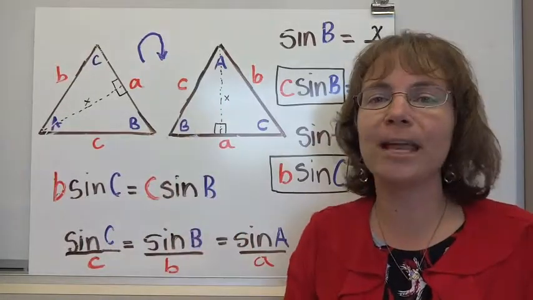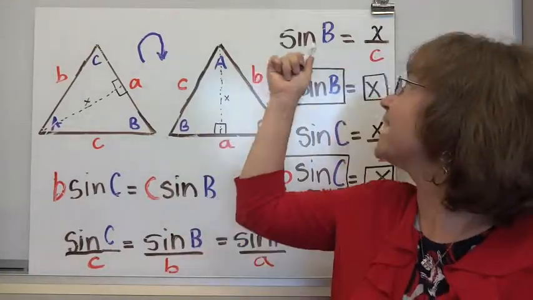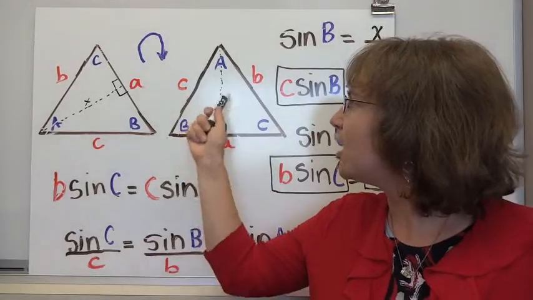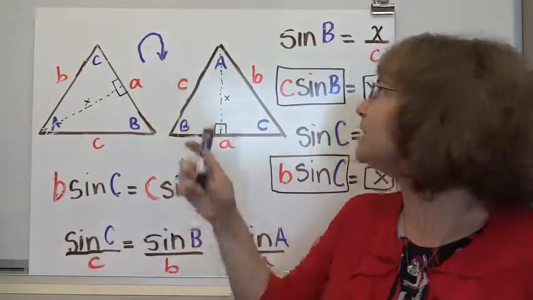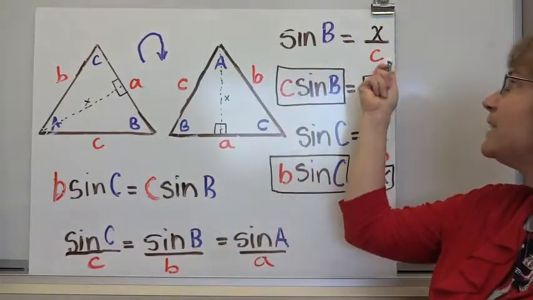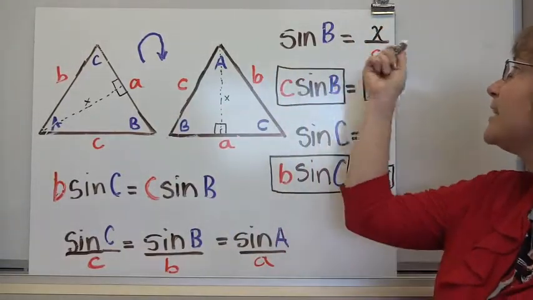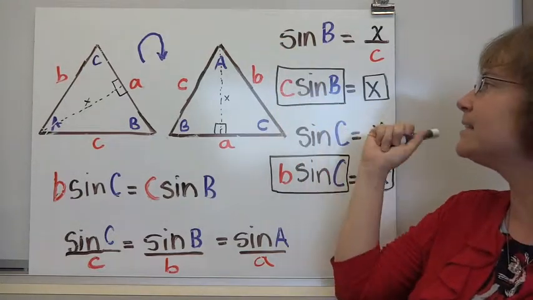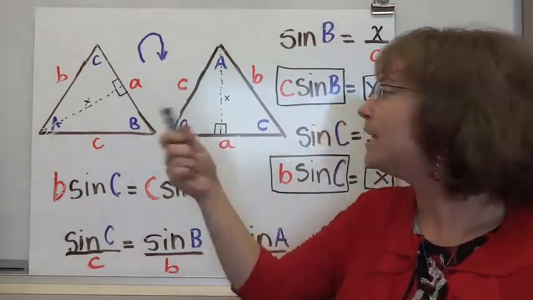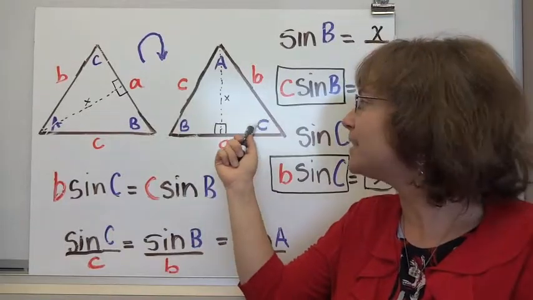Now I'm going to look at my angle B and take the sine of B. The sine of B is the opposite over hypotenuse. So opposite is x over hypotenuse is c. Sine of B equals x over c. I'm going to solve for x again, multiply both sides by c, and I have c times the sine of B equaling x.